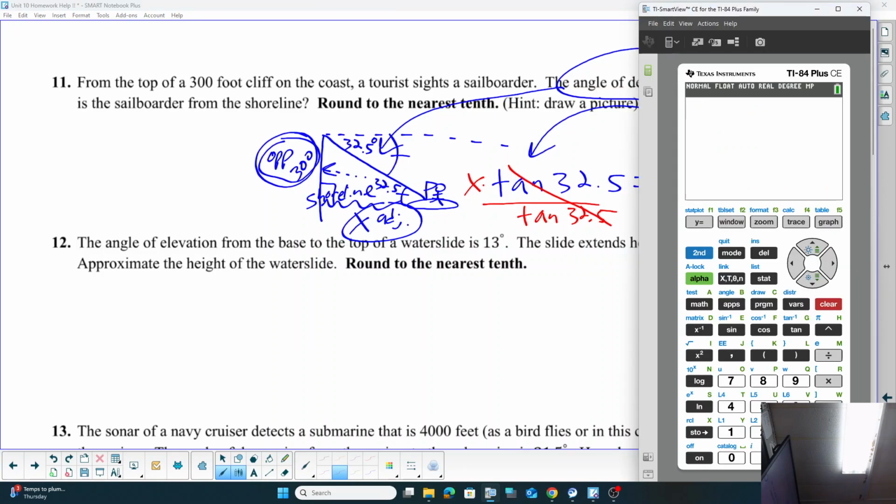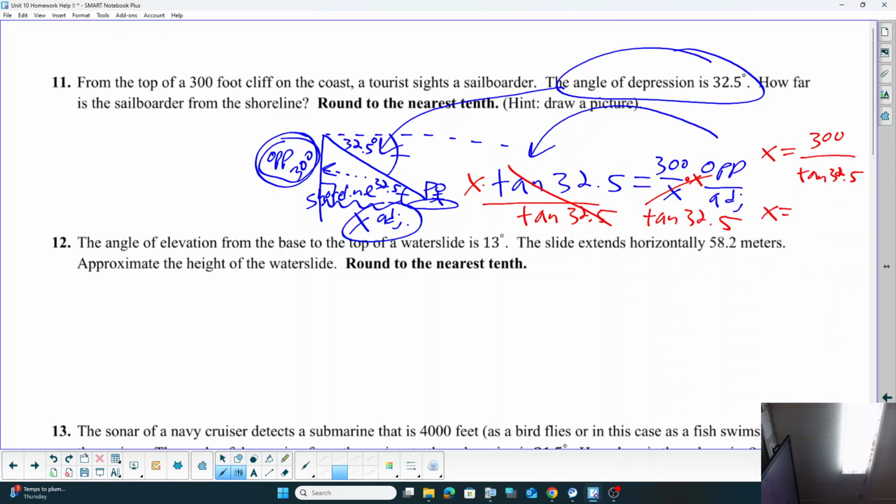So we go 300. Make sure our mode is in degrees. It is. So 300 divided by tangent of 32.5 is 470.9. So x equals 470.9 feet, down to the nearest tenth. Nice. So that's number 11. Just double check in there. Good. Looking good to me.